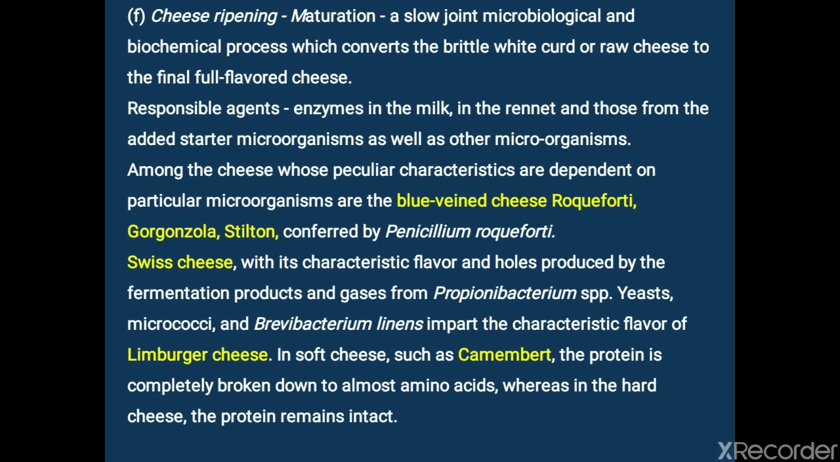Another example is Swiss cheese, with its characteristic flavor and holes produced by fermentation products and gases from Propionibacterium species. Yeast, Micrococcus, and Brevibacterium linens impart the characteristic flavor to Limburger cheese. In one example of soft cheeses, that is camembert, the protein is completely broken down almost to amino acids, whereas in the hard cheeses the protein remains intact.